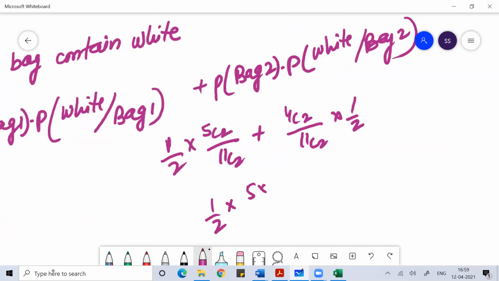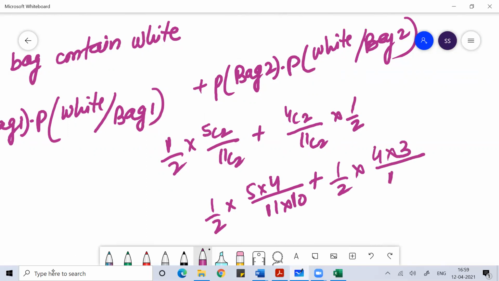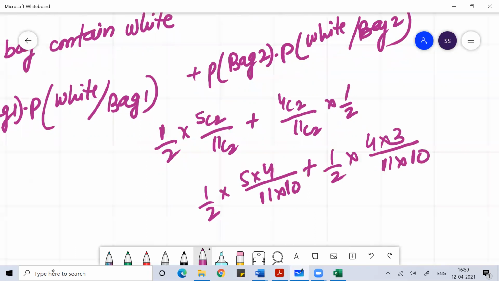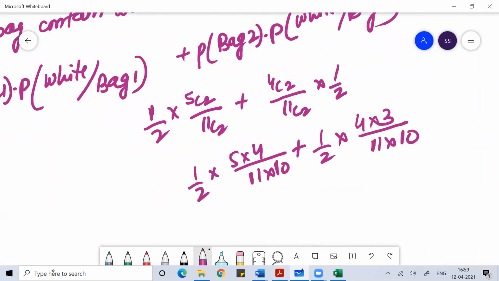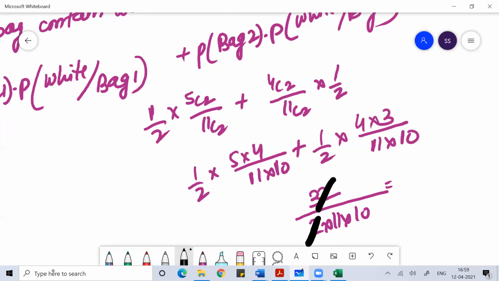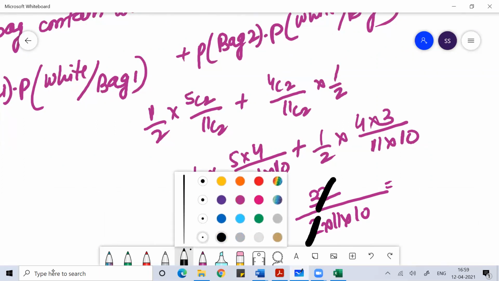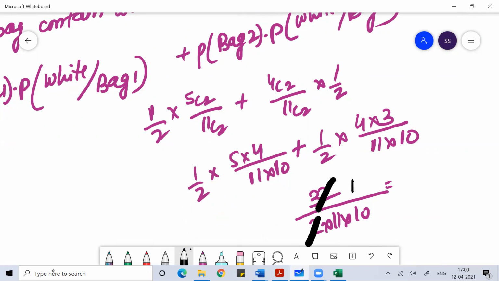5c2 is 5 into 4 divided by 11 into 10. This is 1 by 2 into 4c2, which is 4 into 3 divided by 11 into 10. You can see the denominator is the same, so you can add: 20 plus 12, 32 divided by 2 into 11 into 10. If you want, you can simplify them. This is 16, this is 8 by 55. Then you cannot simplify further. This is 8 by 55.